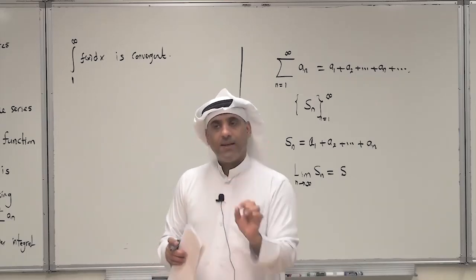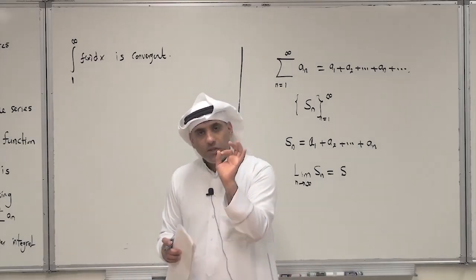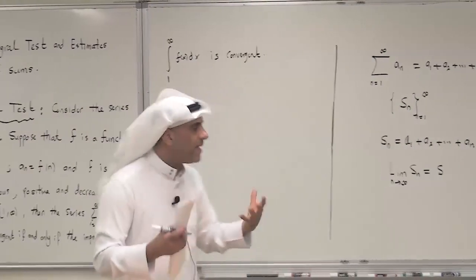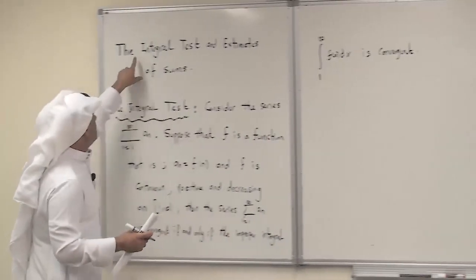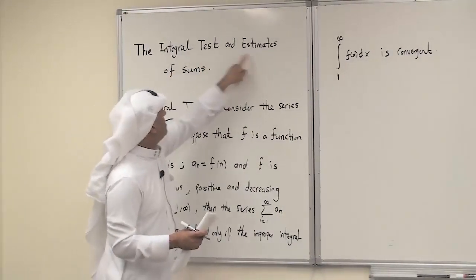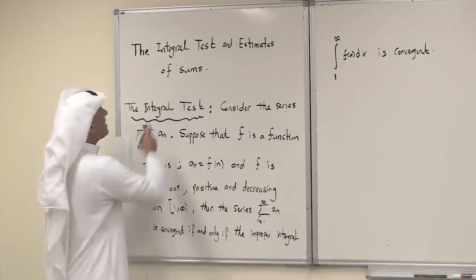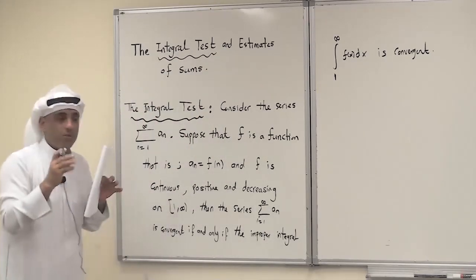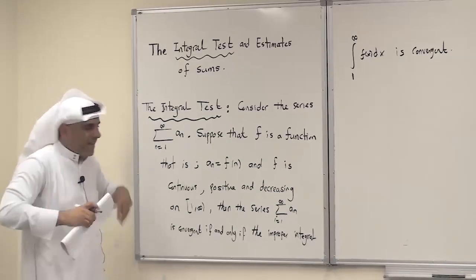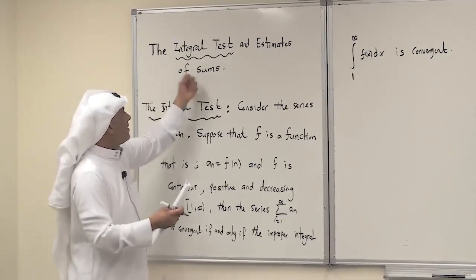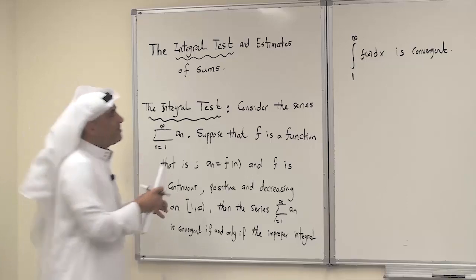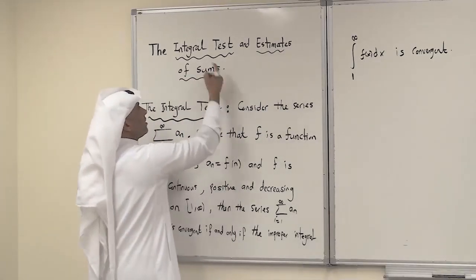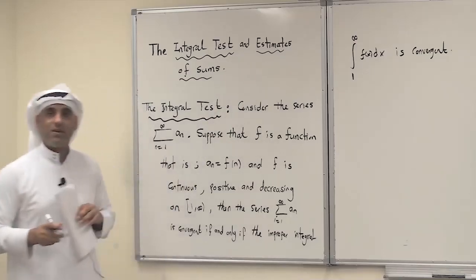This test is taking advantage of whatever we have done before with the improper integral. So what is the title for this talk? It is the integral test and estimates of sums. For the integral test, we need to know what it is and how to use it to test for convergence. And then after testing for convergence, someone will be interested in the sum. If we cannot find the exact sum, we will move to estimation. So we have another point, which is estimates of sums.